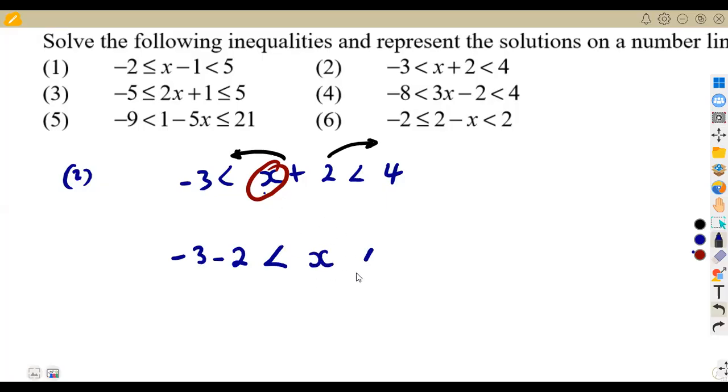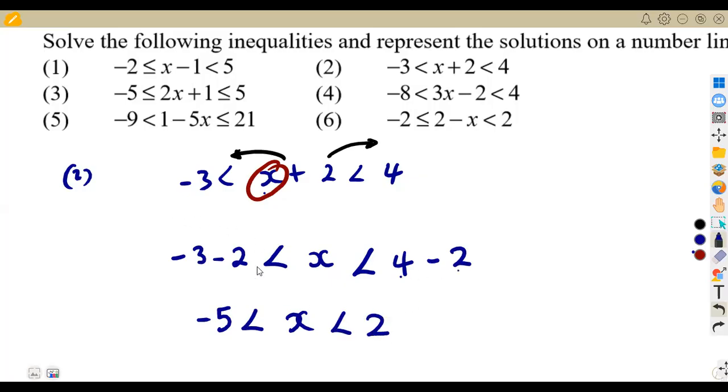All right. We take the same 2 to the other side of the inequality sign that we have here. It becomes a negative, just like the previous case. So it will be 4 minus 2. So that's it. We are remaining with x. So you just have to combine -3 minus 2. That's a -5. All right. The inequality sign as it is. All right. 4 minus 2, which is going to give us a +2.